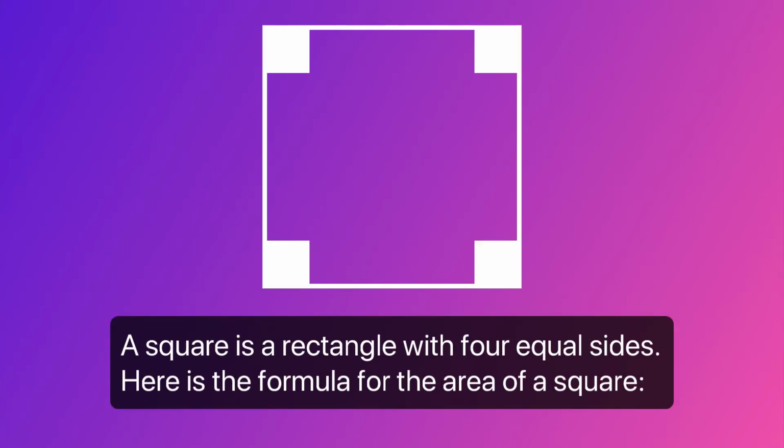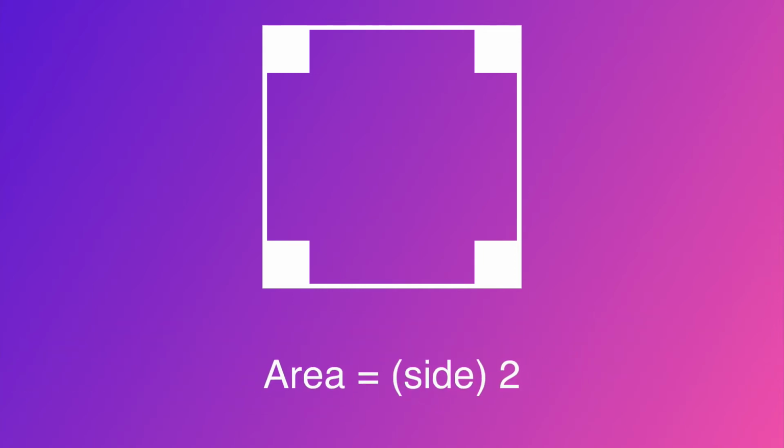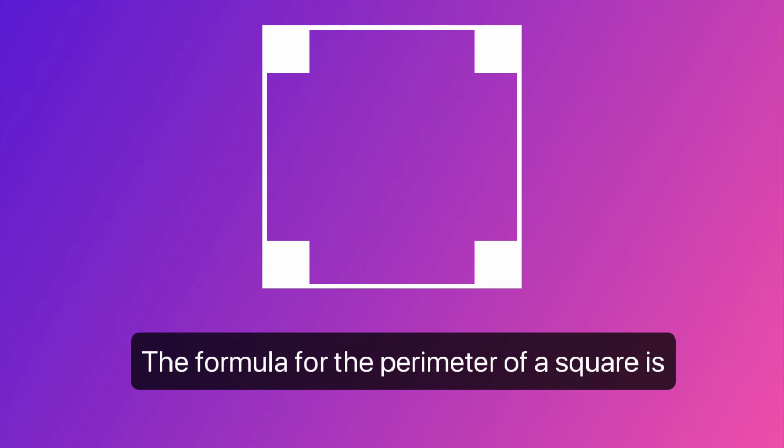A square is a rectangle with four equal sides. Here's the formula for the area of a square. Area equals side squared. The formula for the perimeter of a square is perimeter equals 4s.